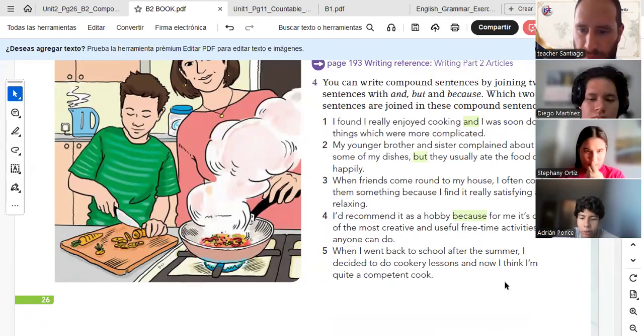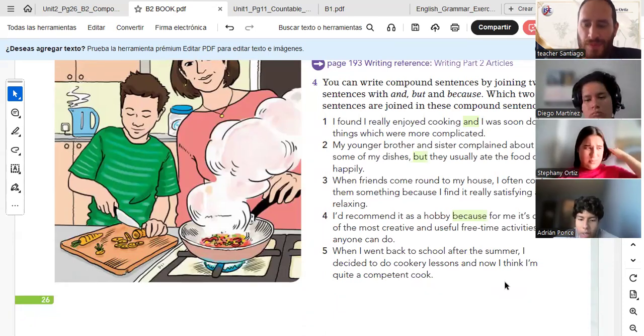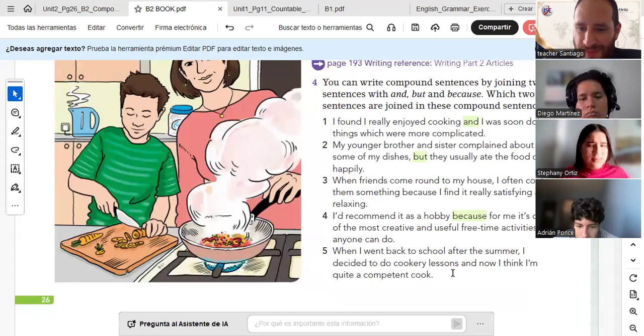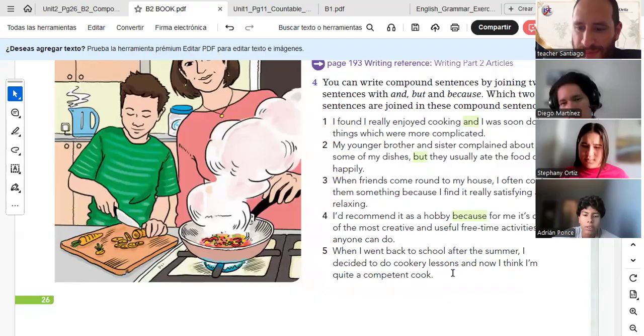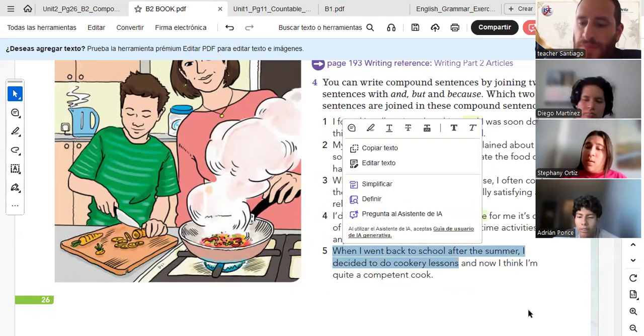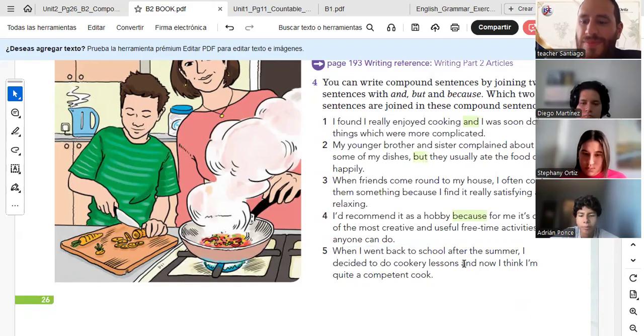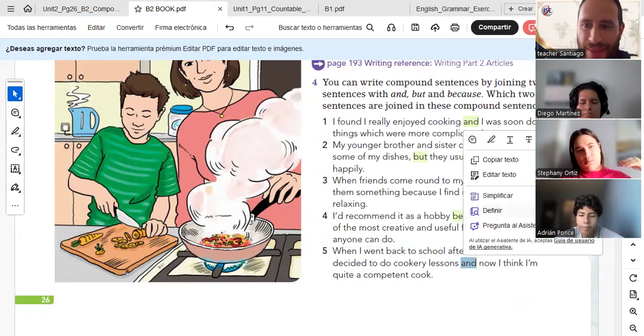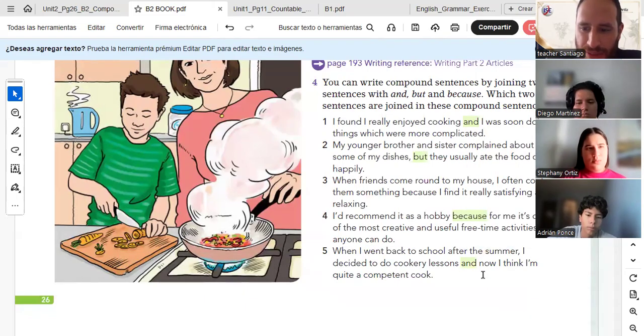So, Adrian, number five. When I went back to school after the summer, I decided to do cookery lessons, and now I think I'm quite a competent cook. The first is when I went back to school after the summer, I decided to do cookery lessons. And the second is now I think I'm quite a competent cook. Okay, great. So far so good.